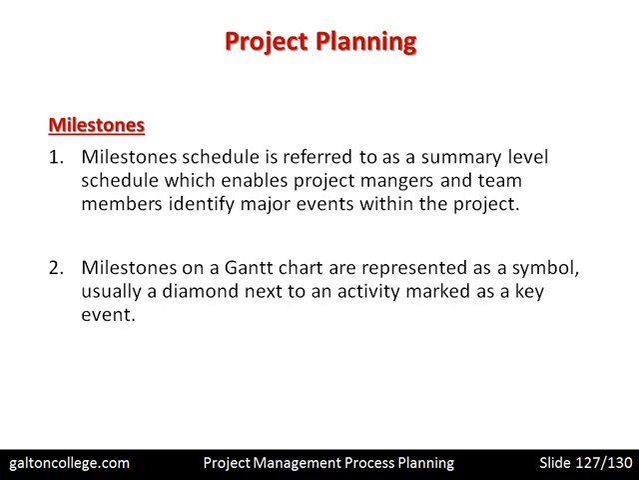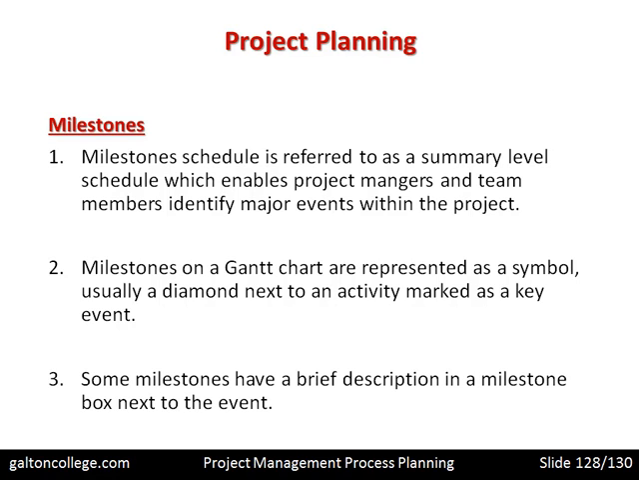Milestones on a Gantt chart are represented as a symbol, usually a diamond next to an activity marked as a key event. So they can be indicated on Gantt charts. When you look at Gantt charts in more detail, you'll find in some of the more sophisticated Gantt charts that these diamonds are there. Some milestones have a brief description in a milestone box next to the event. So some of them are just indicated that within the project, this is the milestone, or these are the milestones, and that's how we'll know when we got to this particular milestone. This is how we will recognize it.